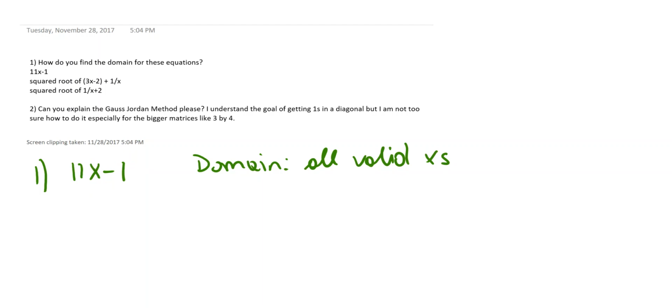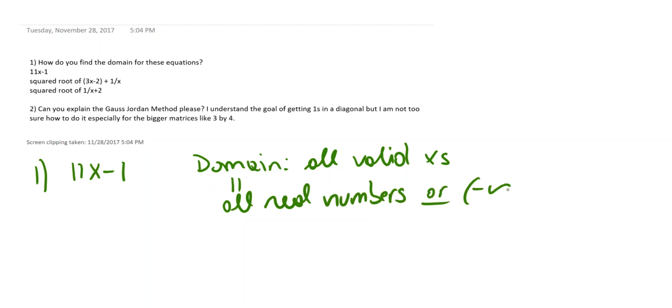If x is 2, I can do it. If x is negative 10, I can do it. So basically, no matter what x is, positive or negative, it can be multiplied by 11 and then subtract 1. So that's why we say that the domain is all real numbers. There is no restriction on what x can be. Or we can write it in interval notation, negative infinity to infinity.